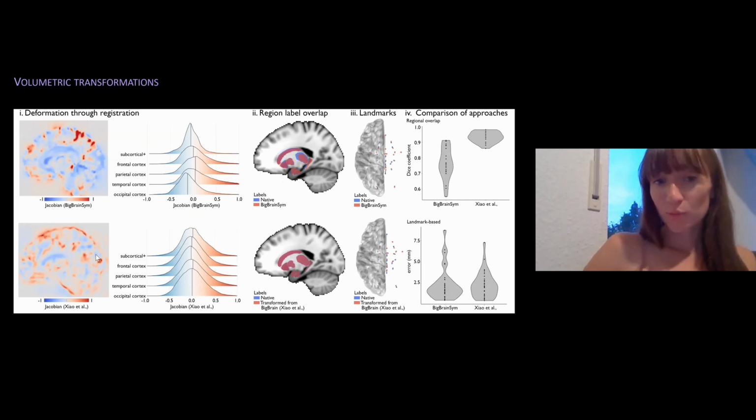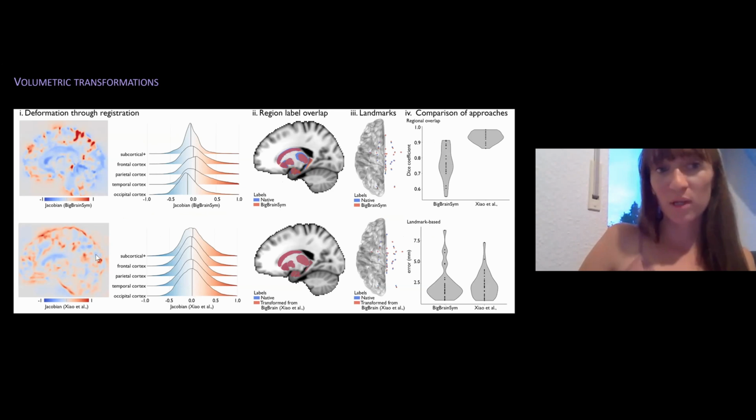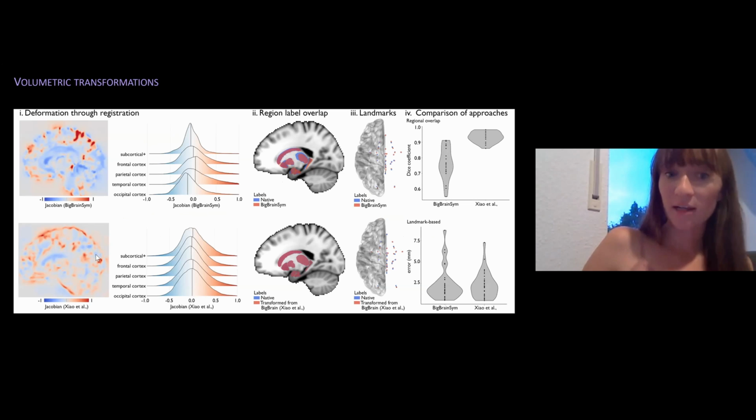So there are 2 principal methods of transformations that are captured within this that I've touched on. So the first are the volumetric types. These involve concatenated linear and nonlinear registrations based on image contrast. So there's this original BigBrain to BigBrain Sim one. And then there's also the Zhao et al. approach, which uses an inverted contrast of an image as well as an intermediary atlas.